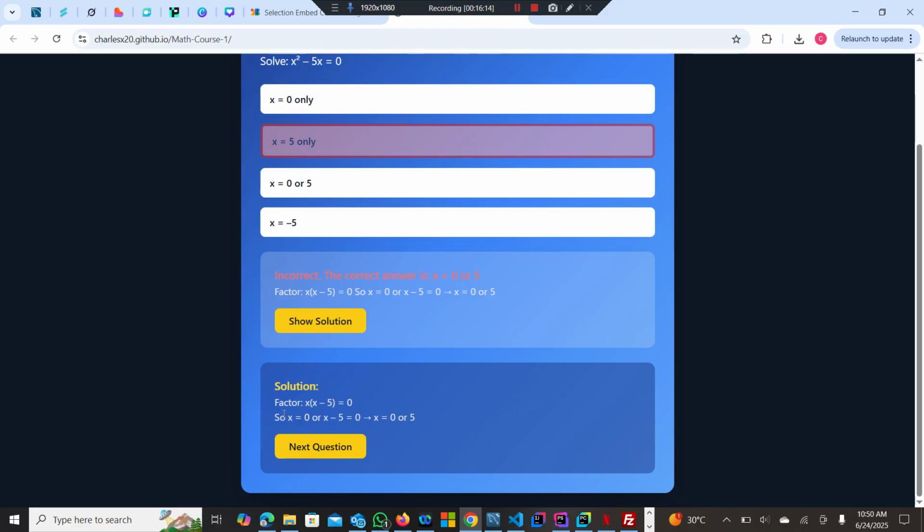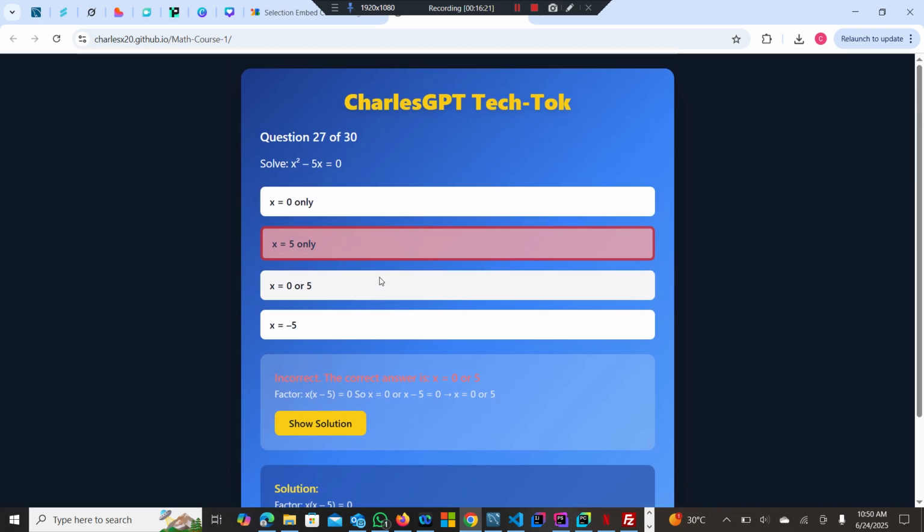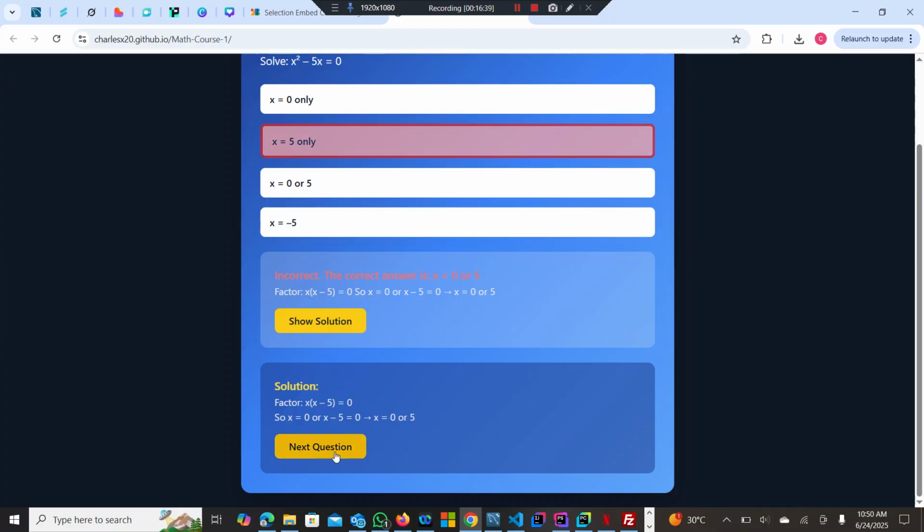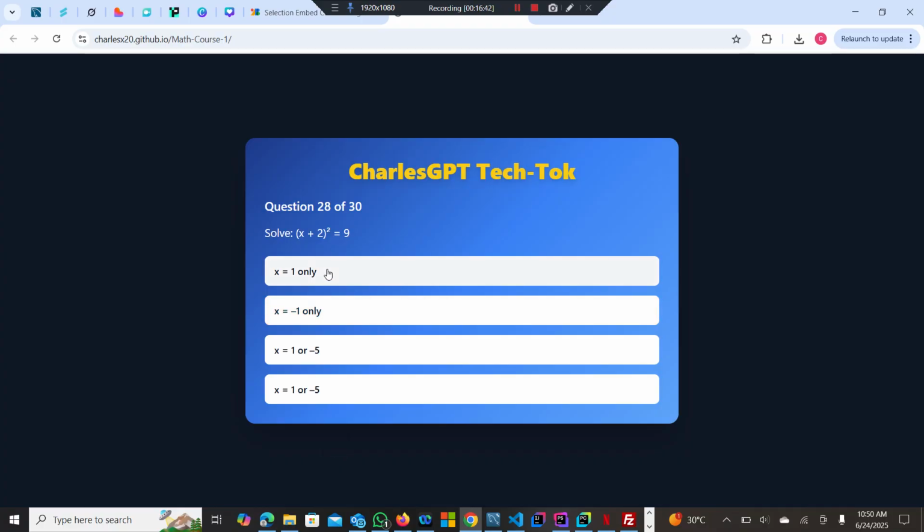So x equals 0 or x minus 5 equals 0. x can be 0, and x minus 5 is still equal to 0, because 0 squared is 0, minus 5 times 0 is 0, so 0 minus 0 is 0. Or 5 squared is 25, minus 5 times 5 is 25. 25 minus 25 is 0. So x equals 0 or 5. Go to the next question.